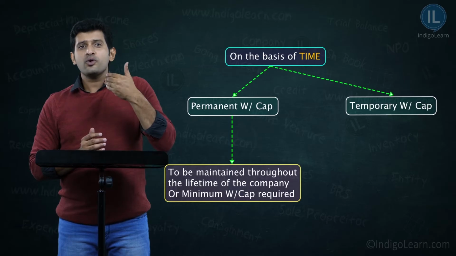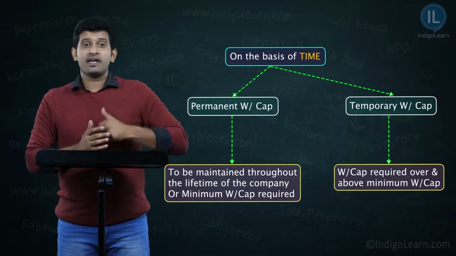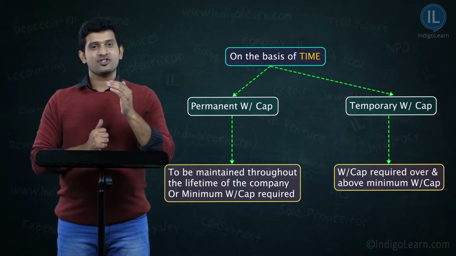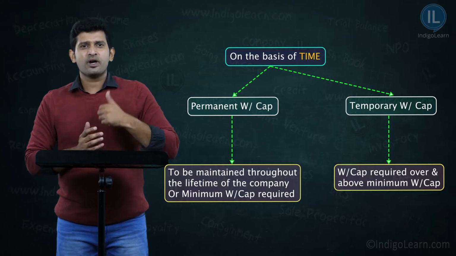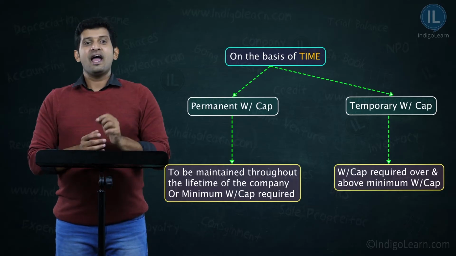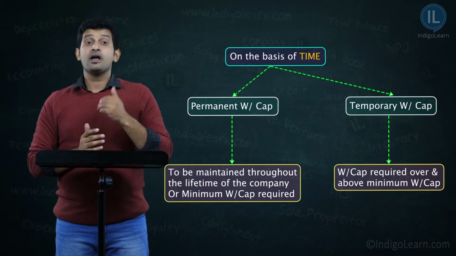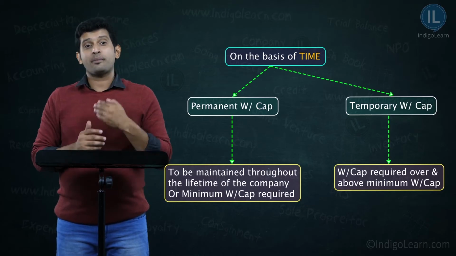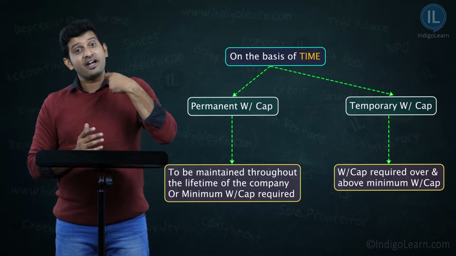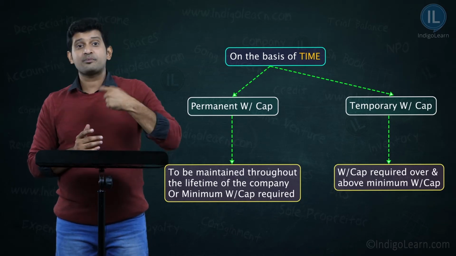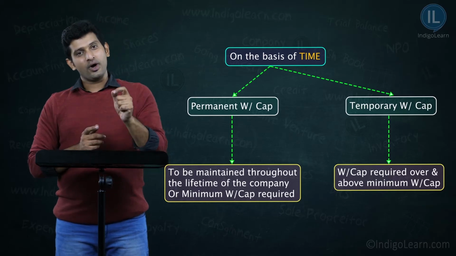Now, over and above this working capital, if at all additionally there is a need of some more working capital, such working capital is called temporary working capital. We can say it is something like a situational requirement based on time, friends. At any point of time you require the same amount, that is called permanent working capital, but situationally based on time or based on the demand and supply, based on various other factors, if there is a requirement of additional working capital over and above the permanent working capital, such working capital is called temporary working capital.